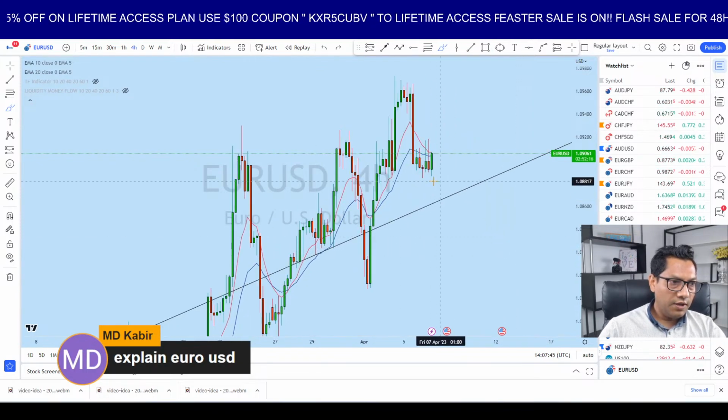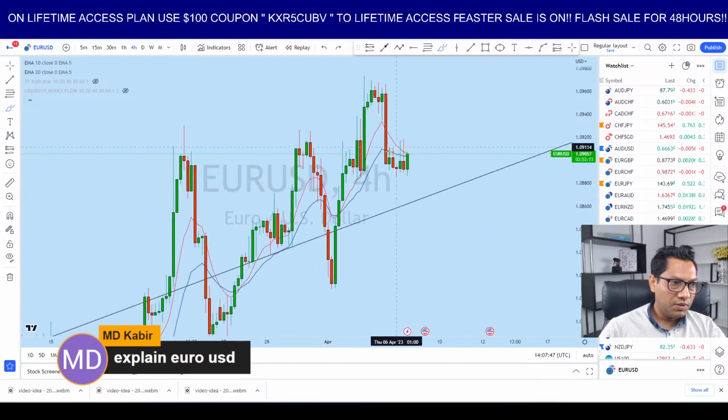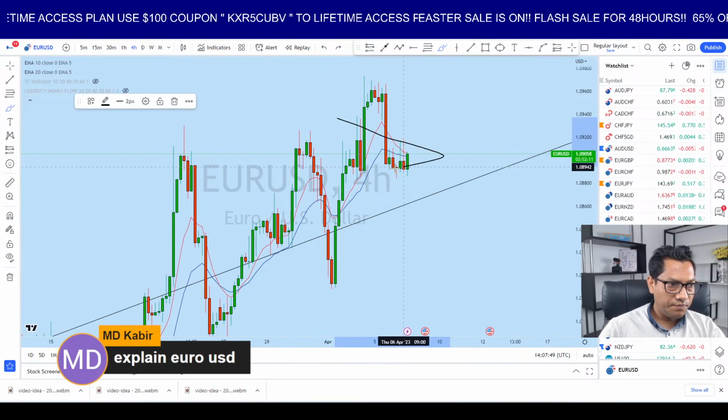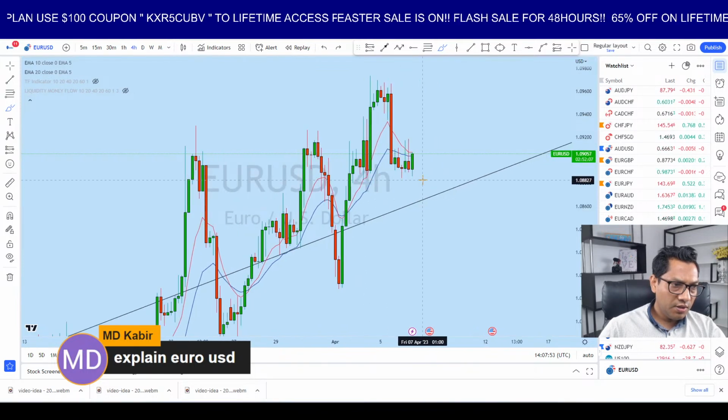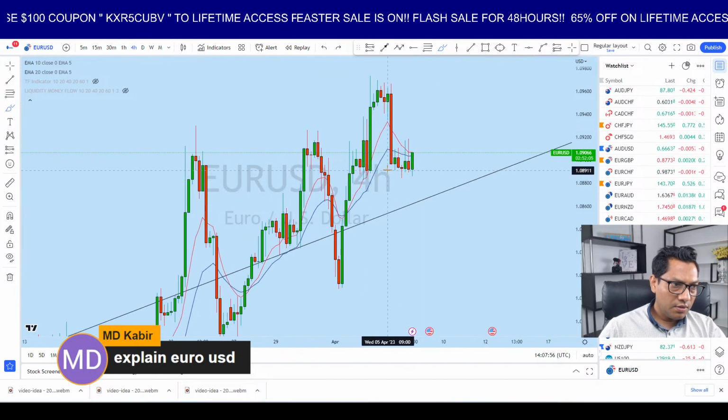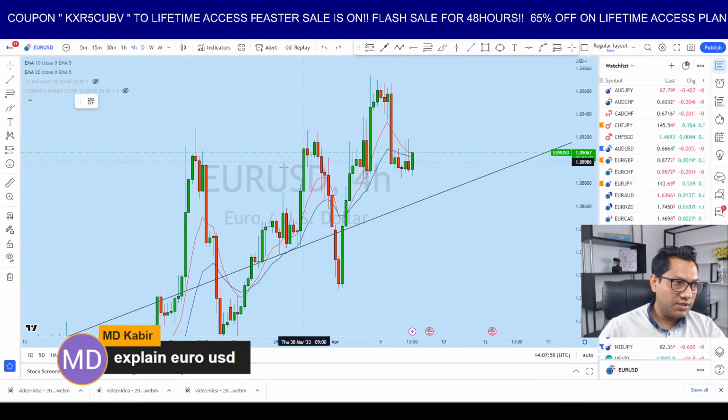It is in a consolidation. With this kind of structure I normally wait for a clear direction, because it's not trending, it is in a sideway.